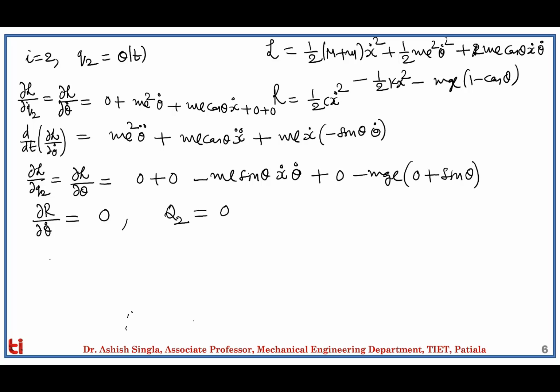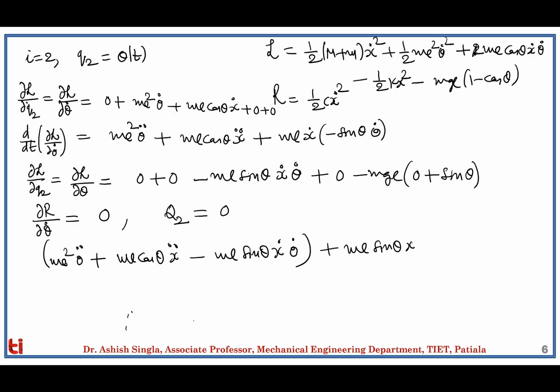which will give us ml²θ̈ plus ml cosθ ẍ minus ml sinθ ẋ θ̇. So that is the first term. Then we have ∂L/∂θ in negative, so that becomes plus ml sinθ ẋ θ̇, and then plus mgl sinθ equal to 0.